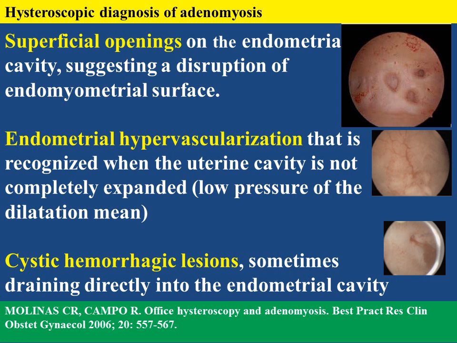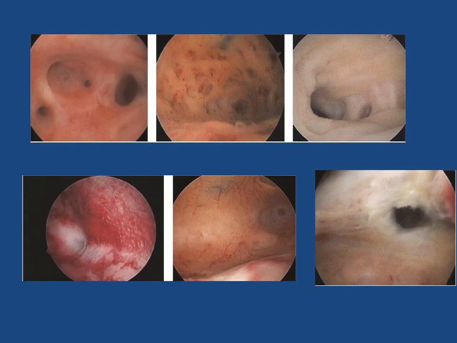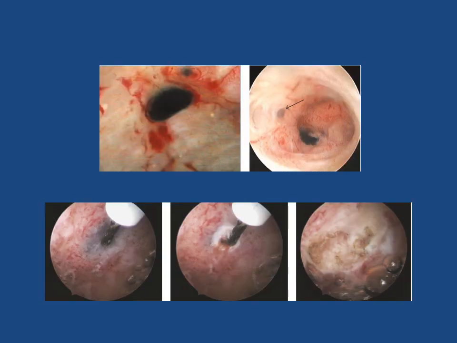If you go by hysteroscopy, you can see some abnormalities that may alert to the diagnosis of adenomyosis, like superficial openings of the endometrial cavity suggesting disruption of the endomyometrial junction, and endometrial hypervascularity, which is seen if you minimize the pressure inside the uterine cavity a little bit. You can see cystic hemorrhagic lesions bulging inside the endometrial cavity, and sometimes you can open these lesions as seen in these pictures. You can open them by microneedle to drain the hemorrhagic content of these cystic lesions.